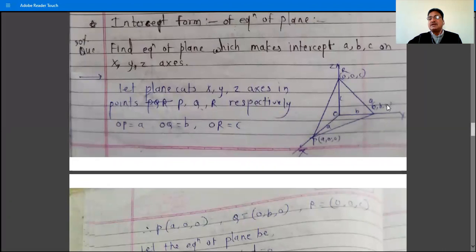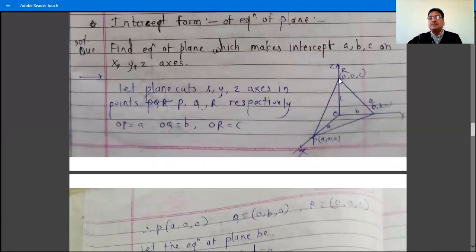This triangle is the plane which makes intercepts a, b, and c on the x, y, z axes. As this distance is a, the coordinates of this point P are (a, 0, 0). If suppose this is the point Q, then its coordinates are (0, b, 0).